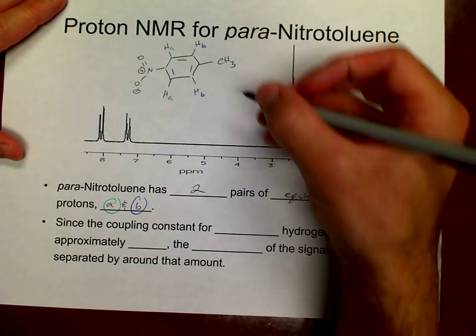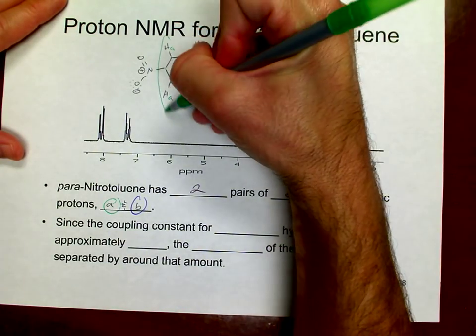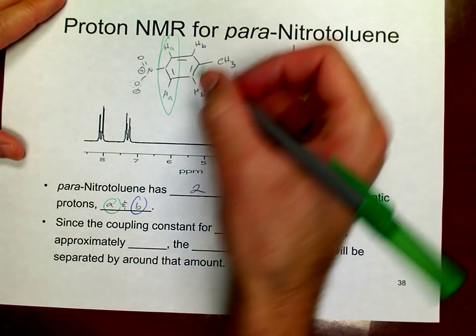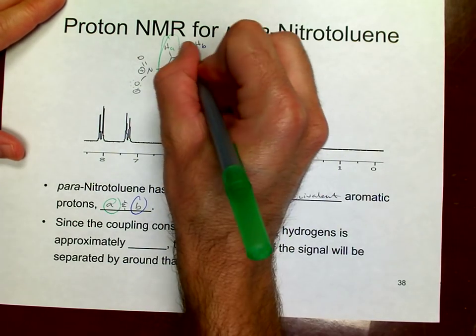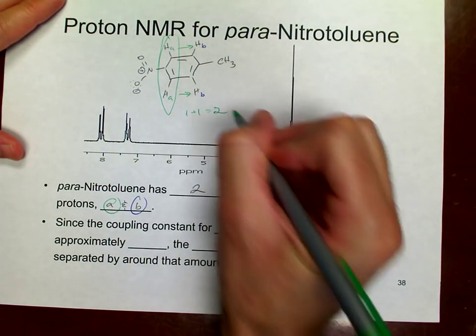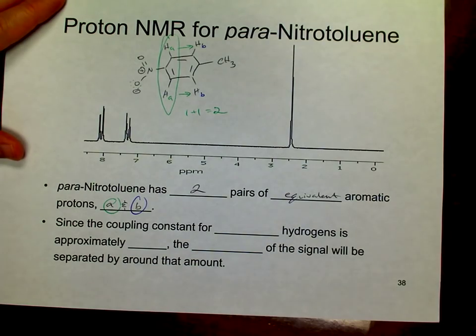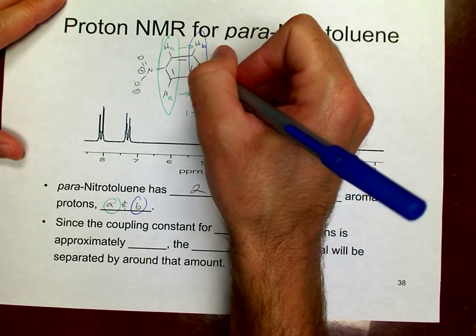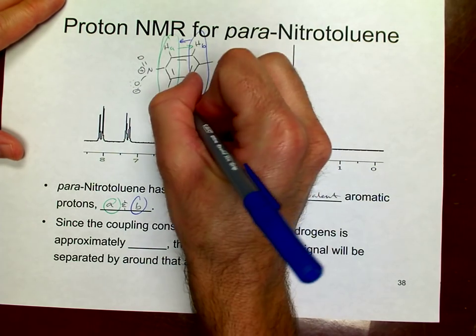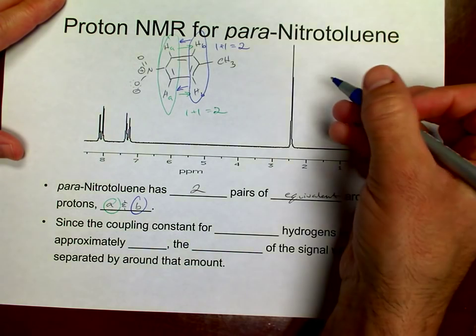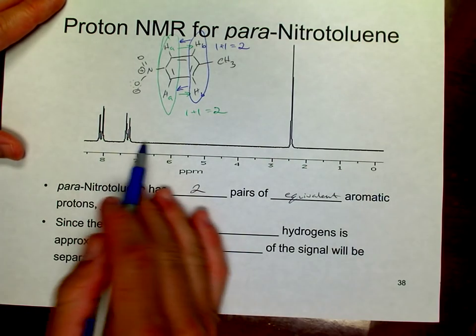These 2 protons are equivalent through symmetry, so they are one and the same. If you notice, they both are seeing 1 proton, so 1 plus 1 equals 2. That's a doublet. Now B, these 2 are also equivalent through symmetry, so they are also both seeing 1 proton. So 1 plus 1 equals 2, and that's a doublet as well. Now which doublet is which?